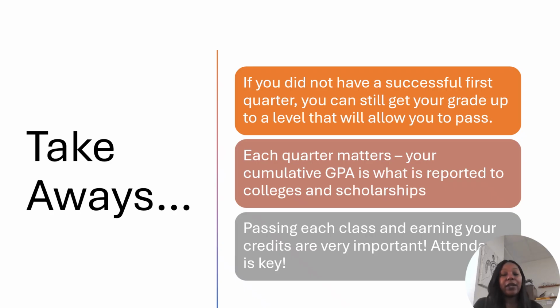Also, making sure that you earn every credit, like I said before, is very important so that you move on to the next grade. And you can only do that by attending and being here. So make sure that you understand that attendance is very important in you earning those credits and doing well in those classes.